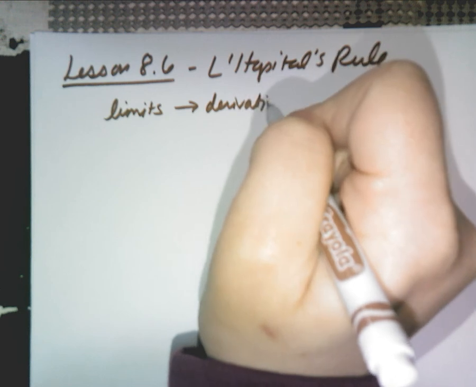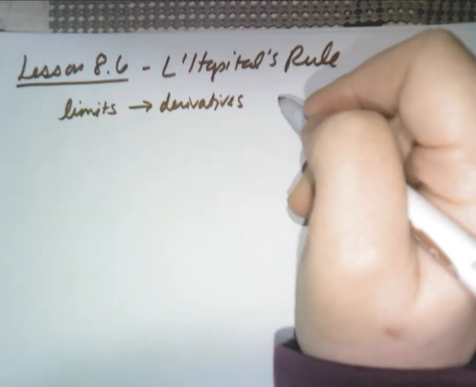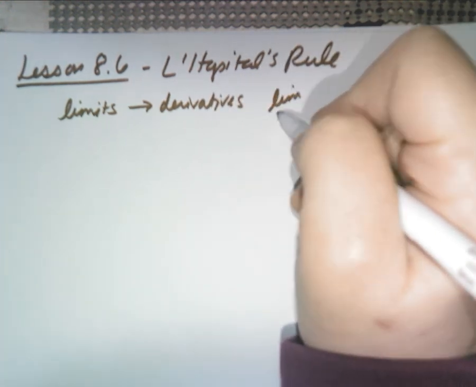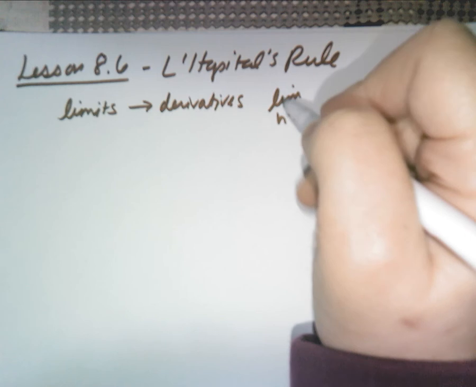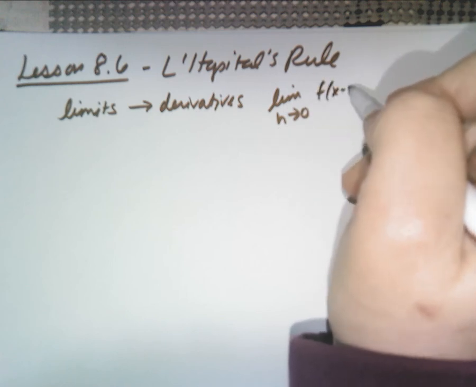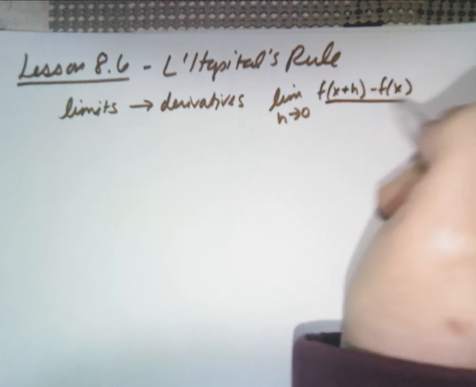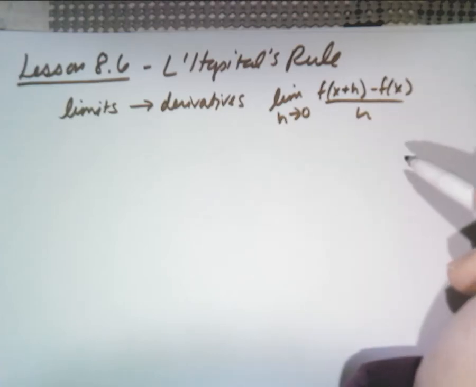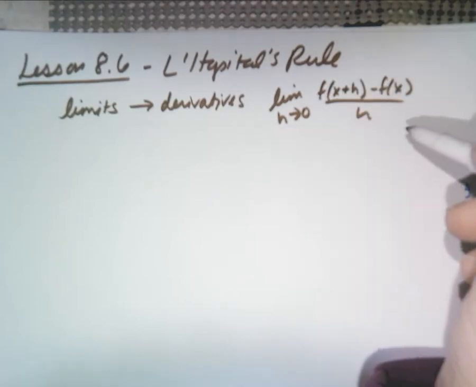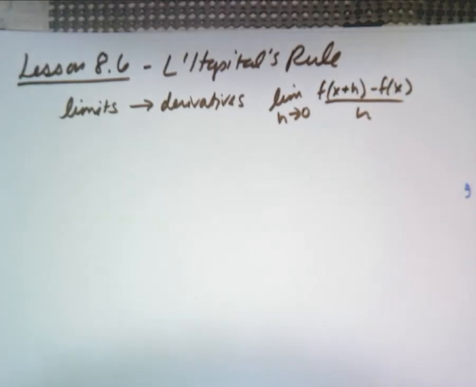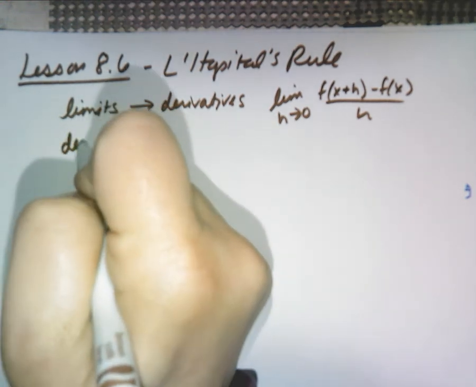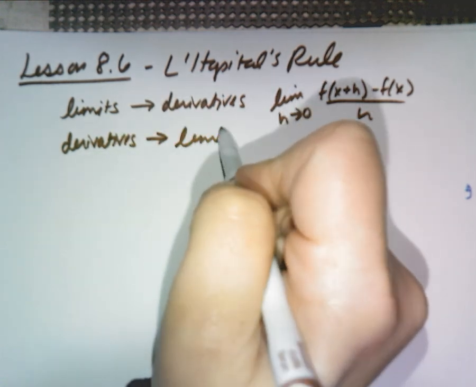Okay, for those who don't remember, our first official limit that we did was this one. The limit as h approaches 0 of f of x plus h minus f of x over h. Remember doing that one? That's actually a derivative. So we use limits to find derivatives. Well, L'Hopital's rule, guess what he does? He uses derivatives to find limits.